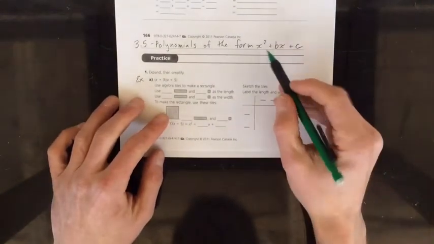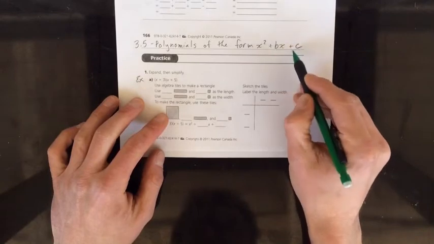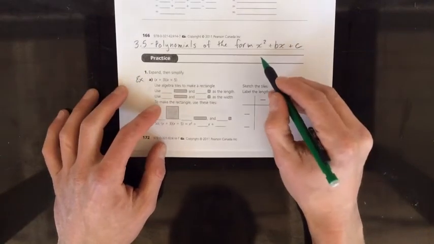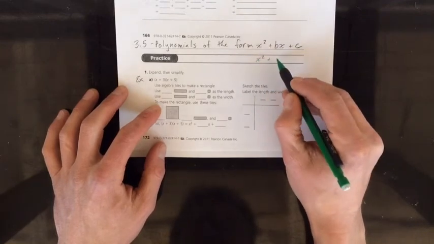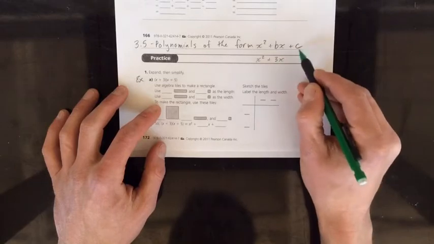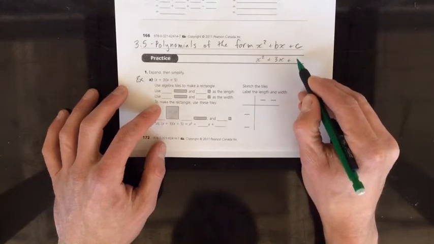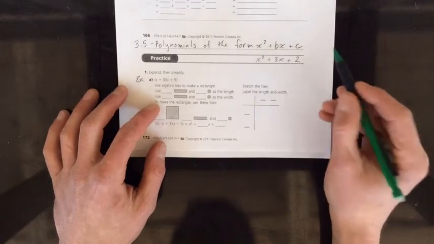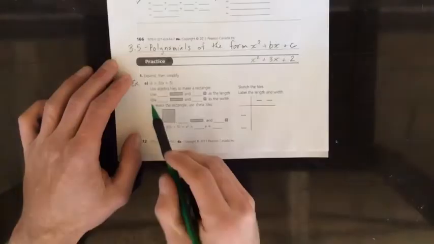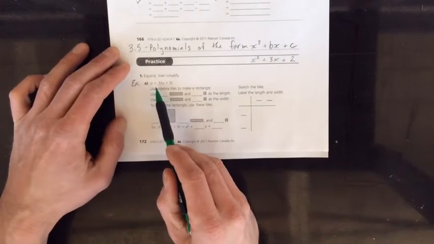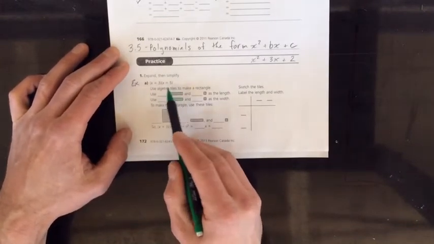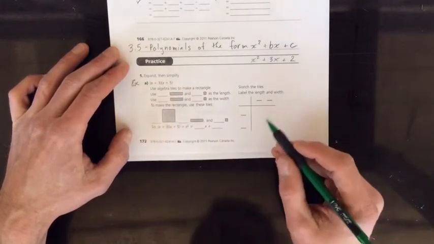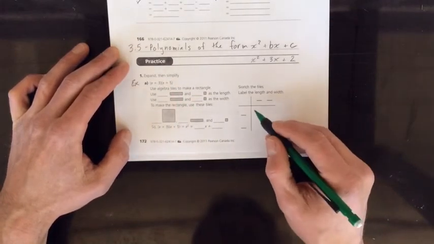Now we're going to start section 3.5, which is polynomials of the form x squared plus bx plus c. Now, just to make a note, b can be any number, like 3, and c is any number, like 2. So b and c just represent numbers. So let's try one together. The first thing we want to do is expand a pair of binomials, which we were calling products yesterday. To do this, we're going to make a rectangle and figure out what the trinomial it makes is.